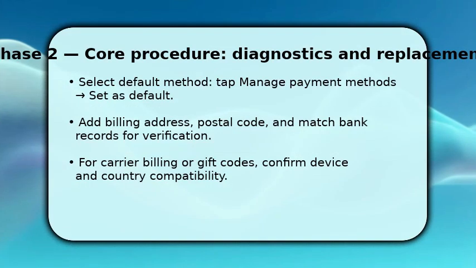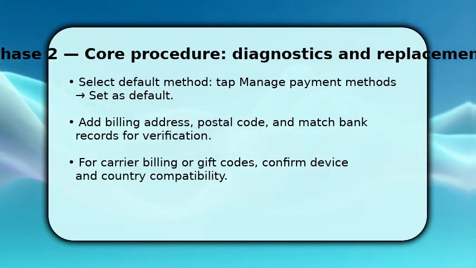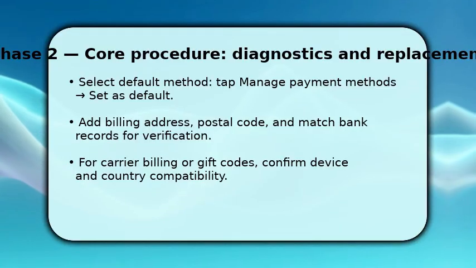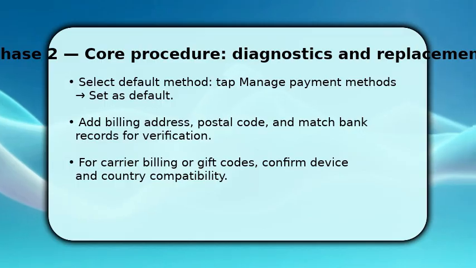Once a method is added, make sure you set it as the default if you want it used automatically for future charges. Go to Manage Payment Methods and reorder or set default. Also, fill in billing address and postal code exactly as your bank has them.